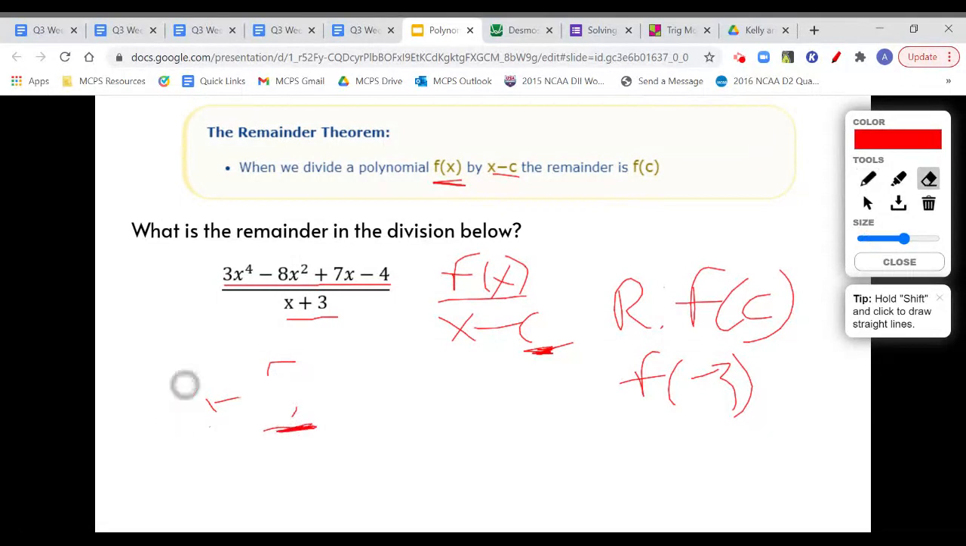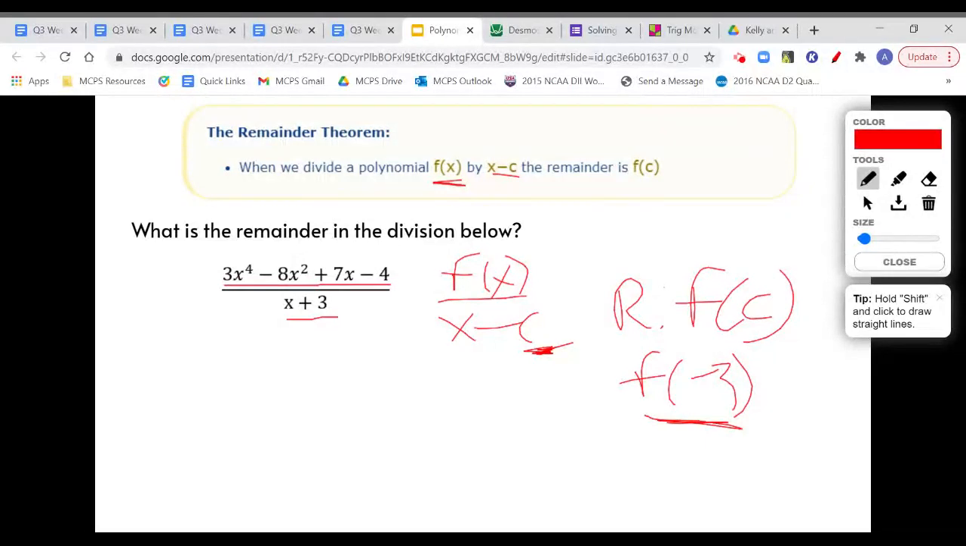But if it's not written as a subtraction, I'm going to rewrite it as a subtraction so that I can find c. And I'm just going to write x plus 3 as x minus -3. Minus a negative is the same as an addition. So I can rewrite the addition as minus a negative. But now that I have this and I needed it to be x minus c, my c is whatever I'm subtracting, so I'm subtracting -3. And just like with the other method, that shows that I need to be finding f of -3. And when I find f of -3, that will give me my remainder.